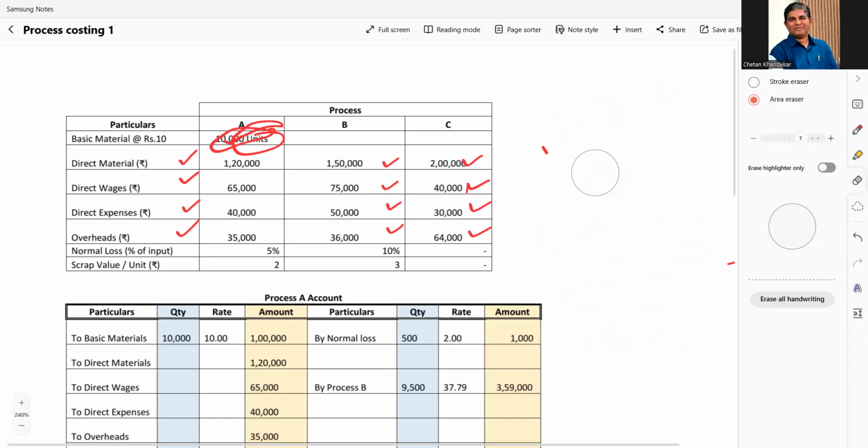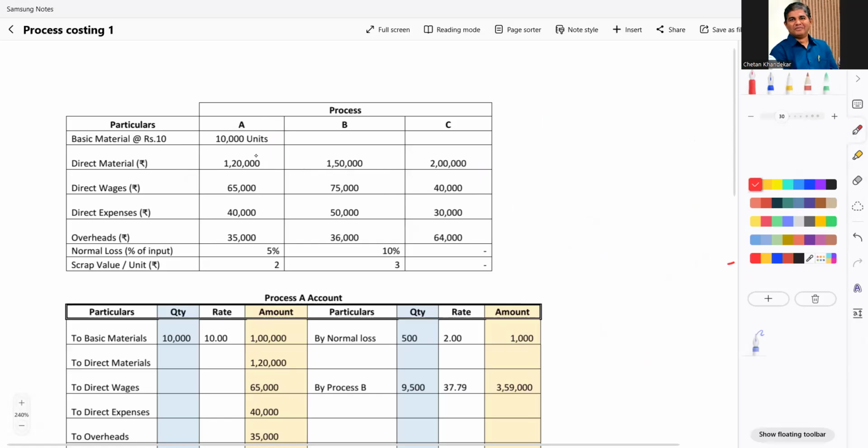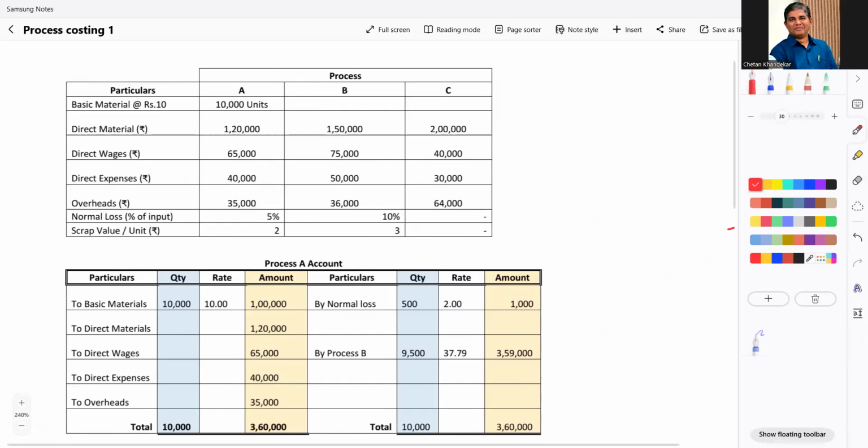As it is given in our question, basic material of 10,000 units is introduced in process A. So here you can see the process accounts. Basic material is introduced in process A: 10,000 units at rupees 10. Total amount comes to 1 lakh. Then direct material, which is 1,20,000, is shown again on debit side as expenses. Same way direct wages, direct expenses and overheads. All these are expenses related to process A. They are transferred to debit side.